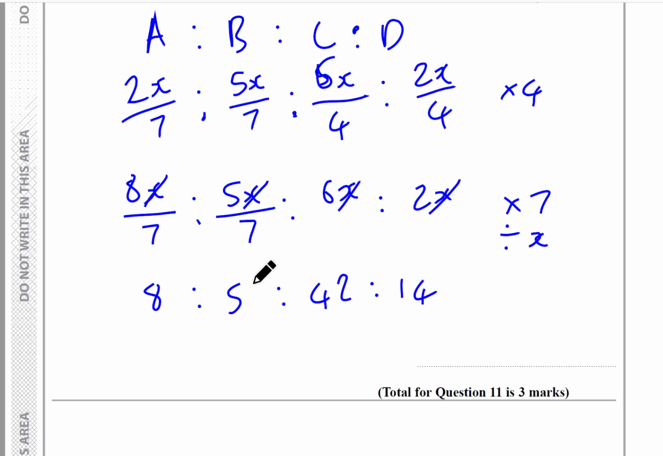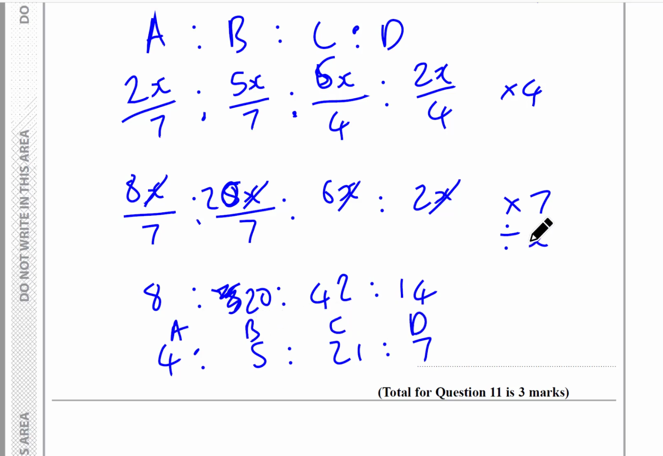Ooh, now that can't be simplified. Let's see. Ooh, if I times that by 4, I need to remember that's actually 20. So that's 20. Now this can be simplified, divisible by 2. That's 4 to 5 to 21 to 7. That's for A, B, C, D, and that will be the correct answer. Yeah, I forgot to times 4 by 5 here to make it 20, and that is correct.